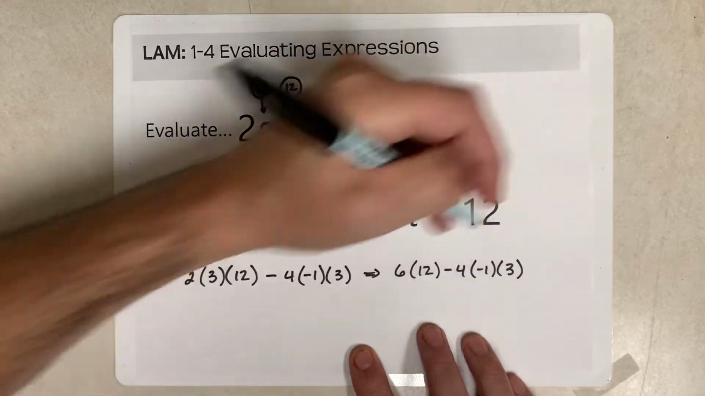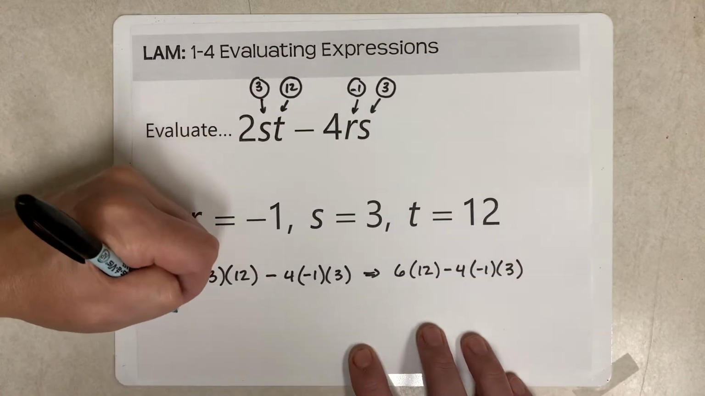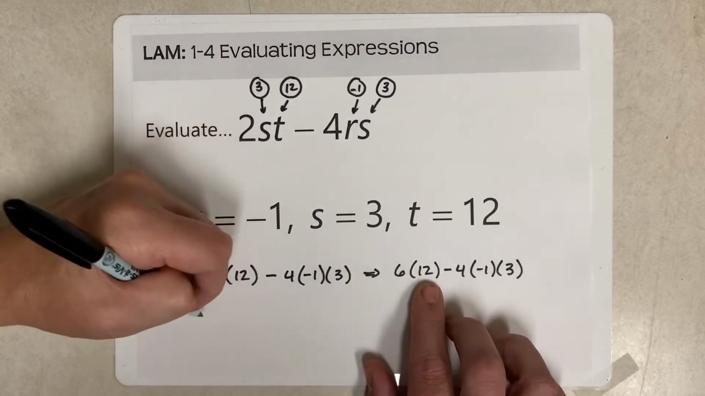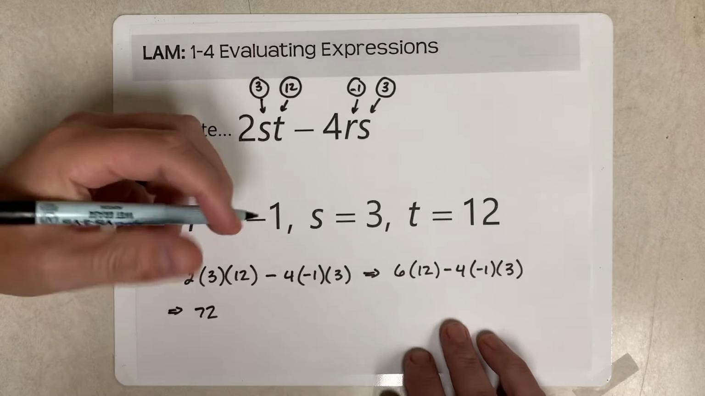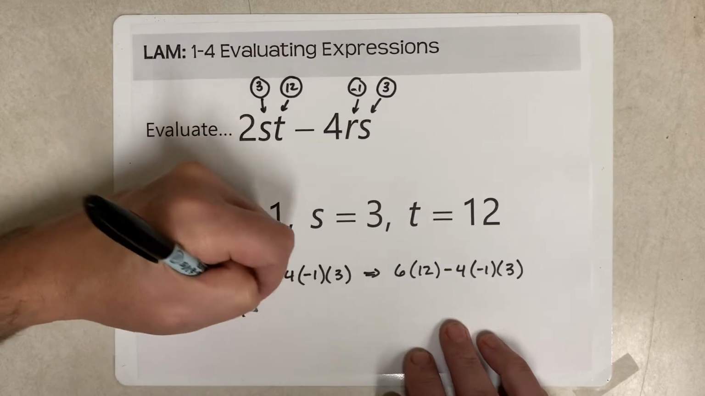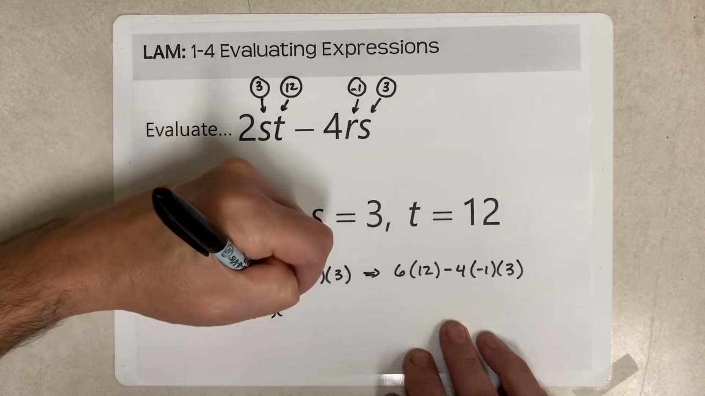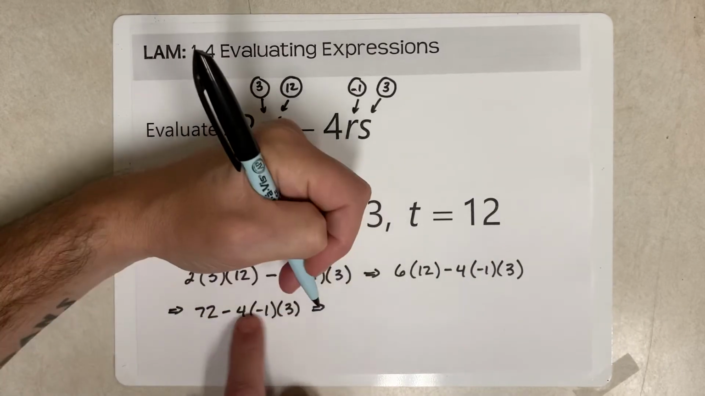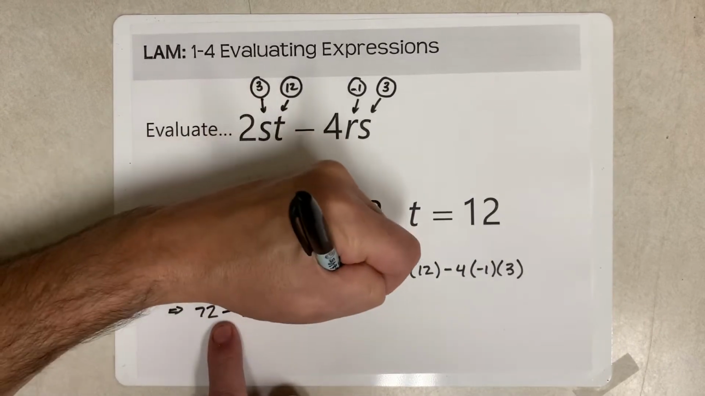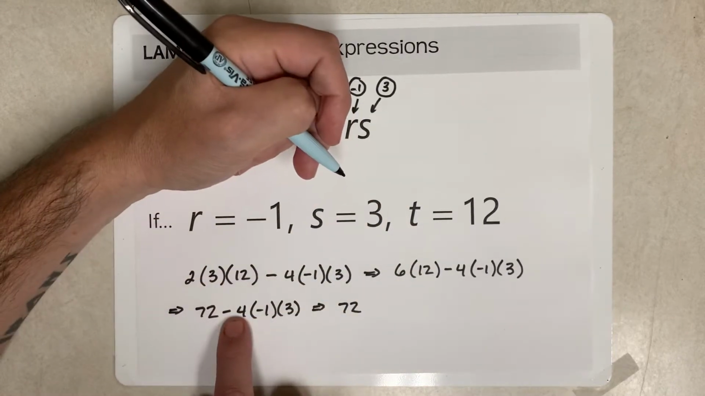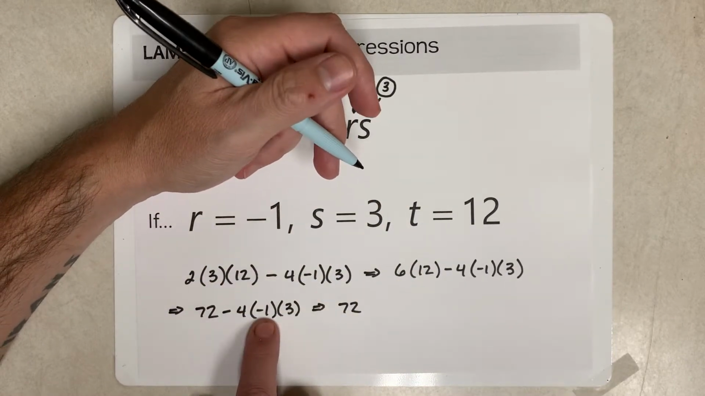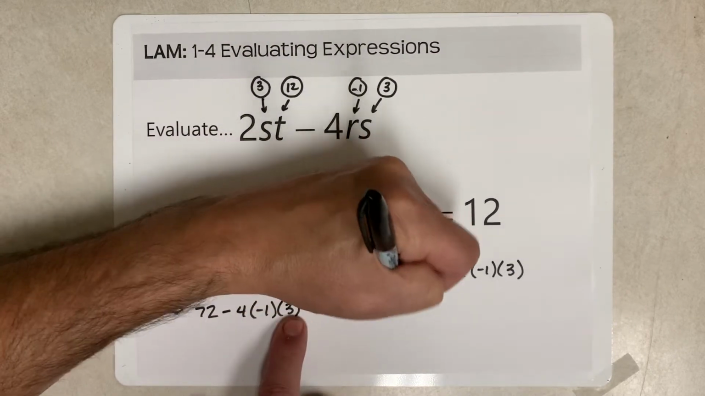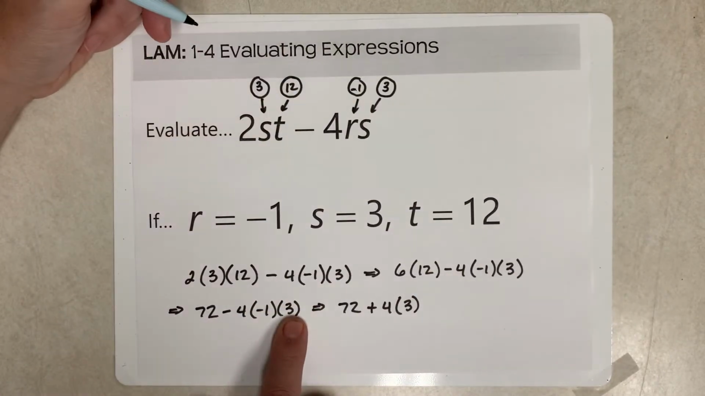I don't want to get ahead of myself here. Step by step. Next step. Again, 6 times 12. 6 times 12 is 72. Okay, minus 4 times -1 times 3. Okay, we can't do the 72 minus 4 yet. We have to do this multiplication. So 72, but -4 times -1 is really +4, isn't it? So plus 4 times 3, right?